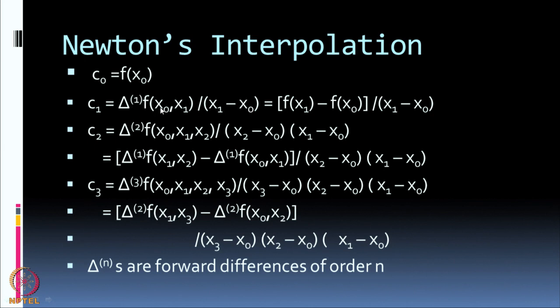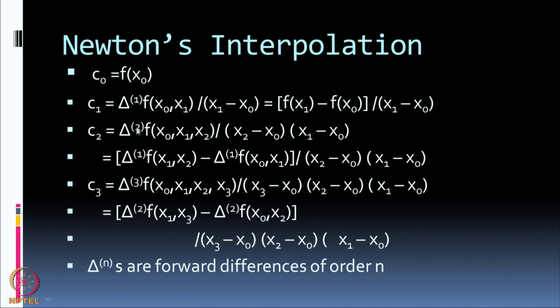Now, this delta 1 f(x naught, x1) is called a forward difference. What do I mean by the forward difference? I have a function, I take the value of the function at x1, subtract the value of the function at x naught. So, this is the difference between f(x1) and f(x naught), this is the forward difference. So, first order difference will be f(x1) minus f(x naught). Second order difference will be, I take two first order differences and subtract to get a second order difference. That is what is given here. C1 is given in terms of first order difference divided by x1 minus x naught.